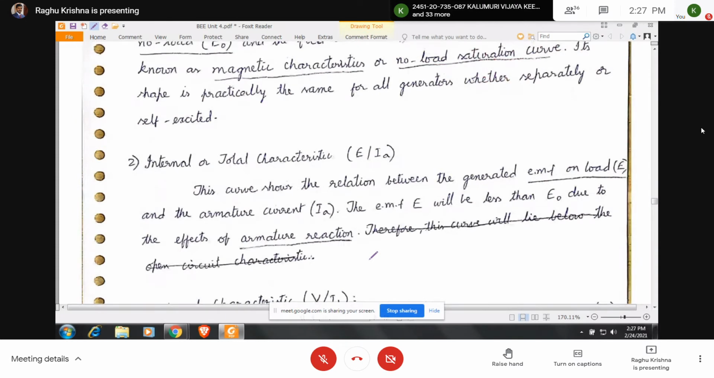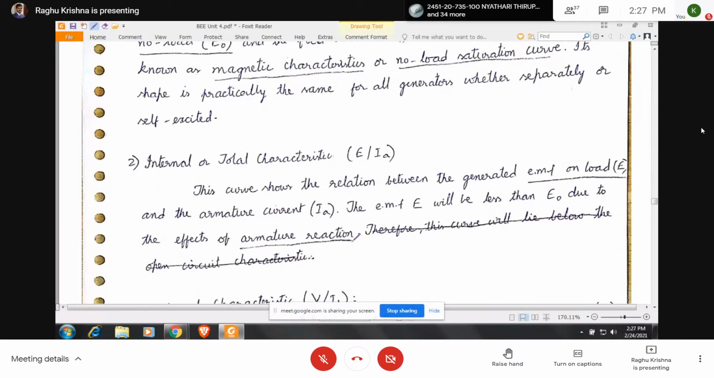Okay. So next one is the internal characteristics or total characteristics. It is a graph between E and IA. What is E? E will be less than E0. This curve shows the relation between generated EMF on load, E, and IA, the armature current. The induced EMF E will be less than E0 due to the effects of armature reaction.